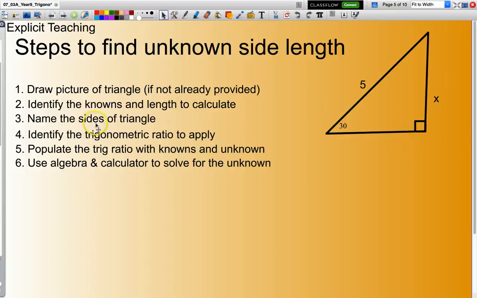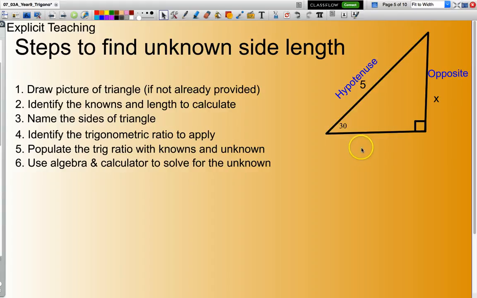Now I need to name the sides of the triangle. So this side here is the hypotenuse, across from the right angle. This side here is my opposite, across from my reference angle. I don't even need to worry about that side there. It's not adding any value.